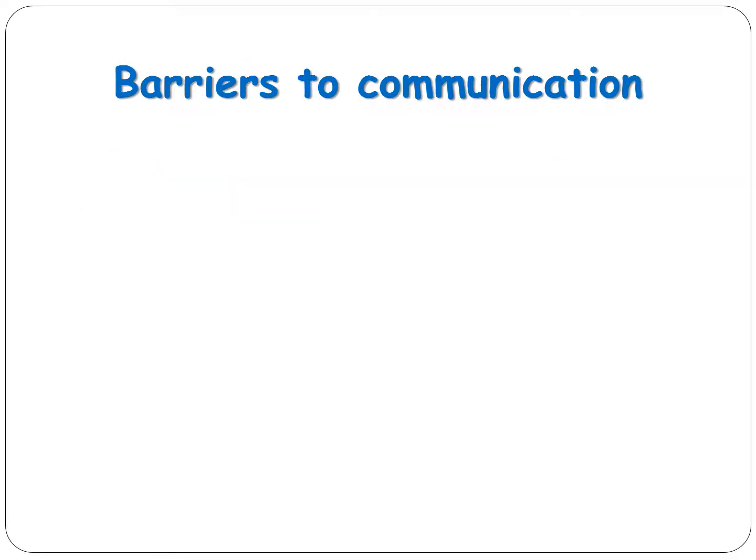So lastly, we're going to look at barriers to communication. Barriers to communication are things that stop communication happening. Pause the video now and write down as many things as you can remember that could be barriers to communication that we've covered in lessons.